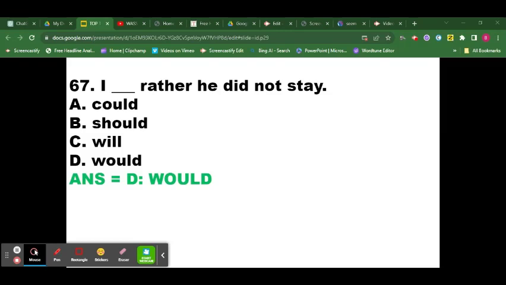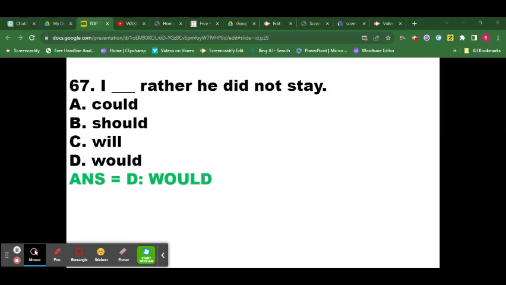Okay, we are dealing with the use of modal verbs here. I would rather he did not stay means I prefer such a situation. So it is used in expressing preferences. Sometimes you can use it to compare two situations and state the one you prefer. For example, you can say, I would rather go home than spend the night in this noisy place.